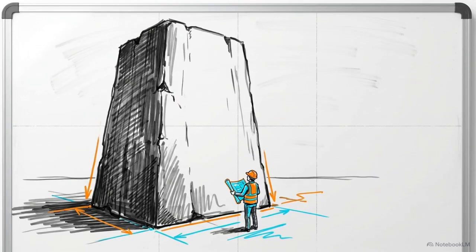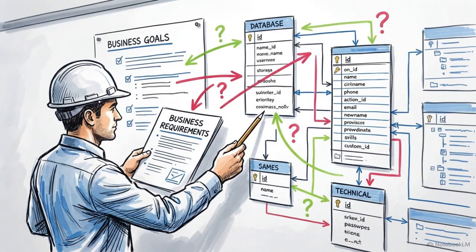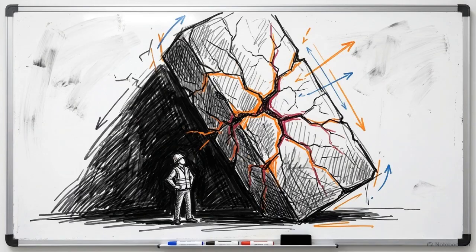A monolithic predictive approach forces engineers to spend months making assumptions. Without iterating, they cannot test if their theoretical how actually solves the business's what until the end of the project, when it is too late to change course.